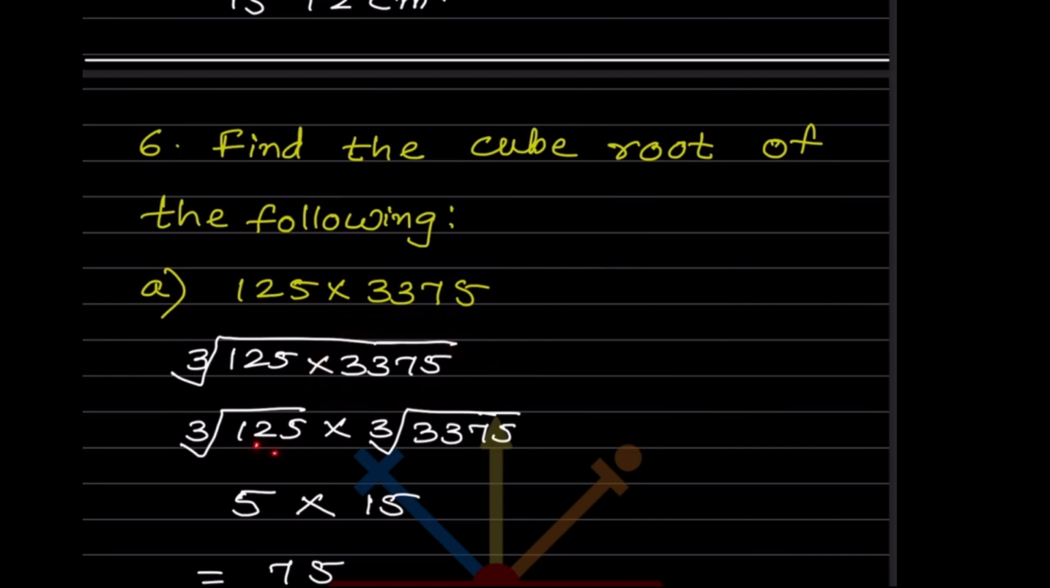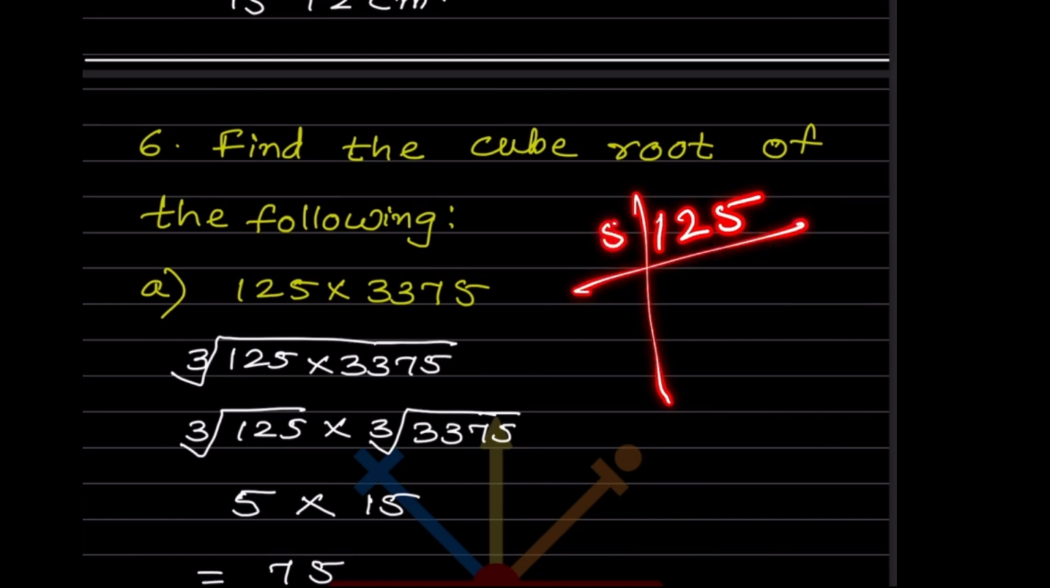So cube root of 125, again you can just see, if you don't know directly, you can just do it with the help of the prime factorization method. So 5, this is not possible with 2 or 3, we'll give it 5. 5 2s are 10, 5 5s are 25, 5 5s are 25 and 5 1s are 5. So what you can see here, because it is a cube root, we will take 3 numbers together.